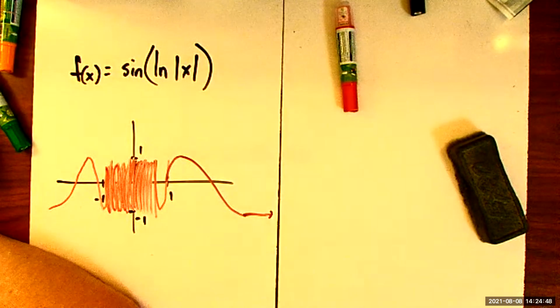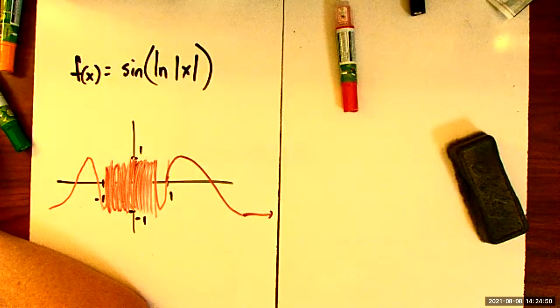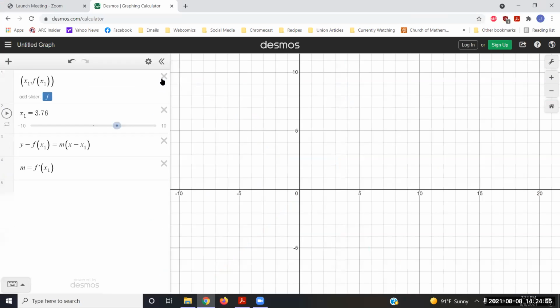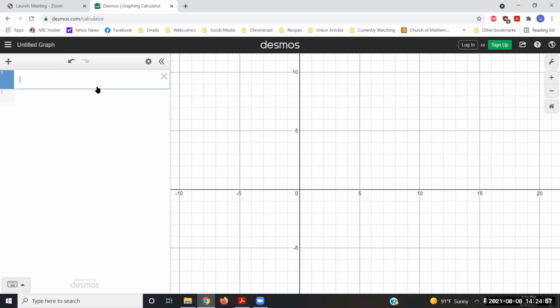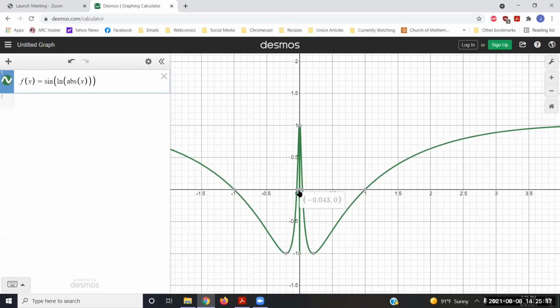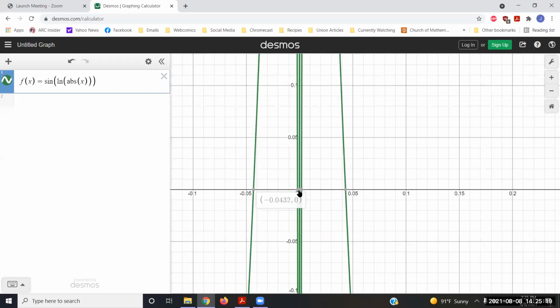But hey, we have a tool. And when in doubt, always go to Desmos for these things. And so let's see what the graph actually looks like for this function. The graph would be f of x equals sine of the natural log of the absolute value of x. And there we go. And so it looks like it's not even between -1 and 1 that it's going to look that bad, because it's going so fast that you're not even going to see it.